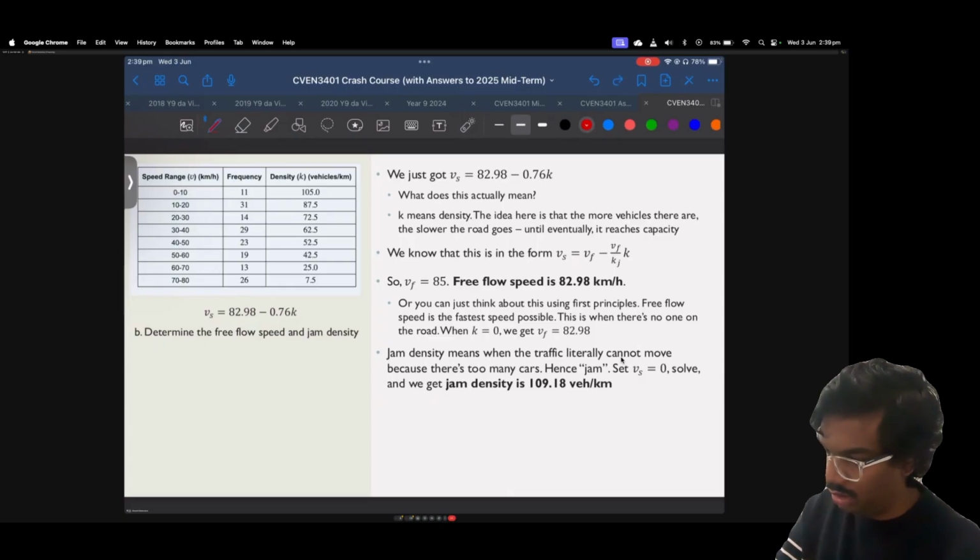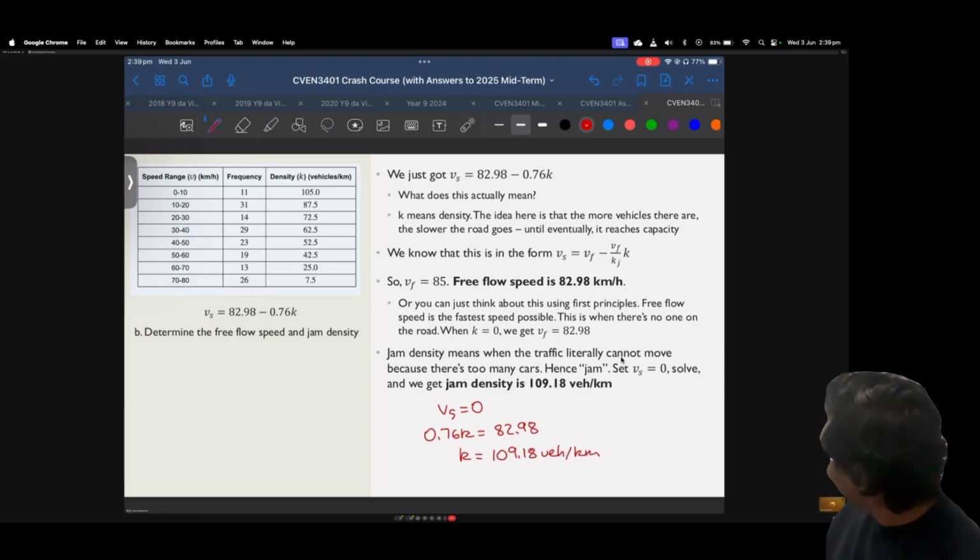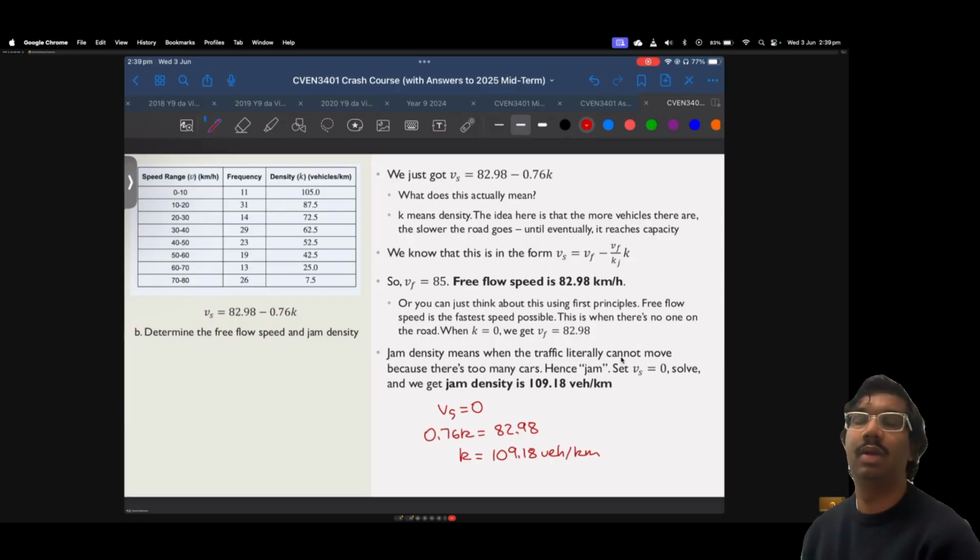That means 0.76k equals 82.98, so k equals 109.18 vehicles per kilometer. And that's the jam density, that's the maximum. You can't fit any more cars on the road. All right, I think we're good.